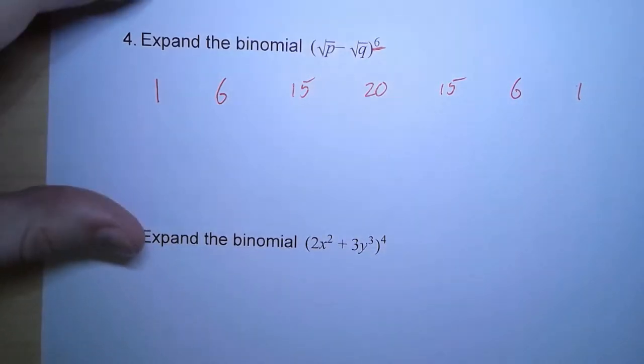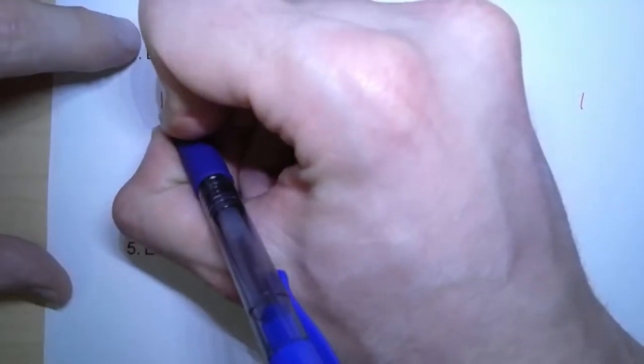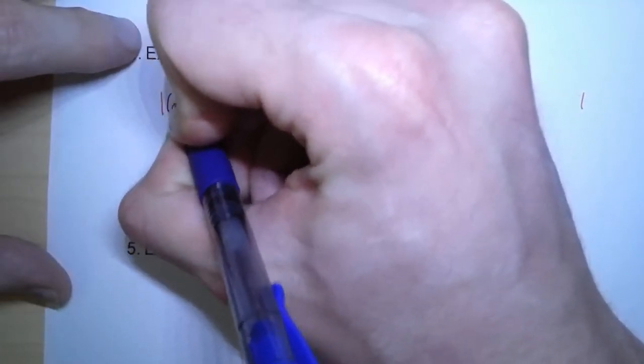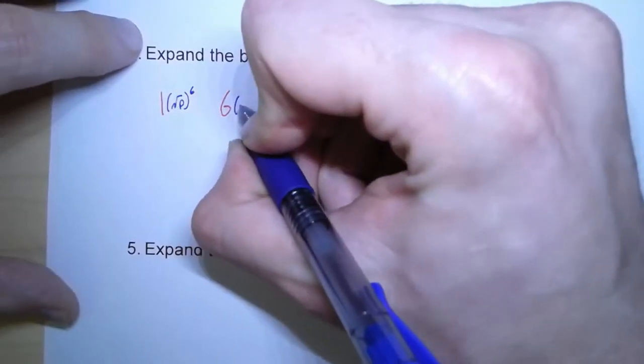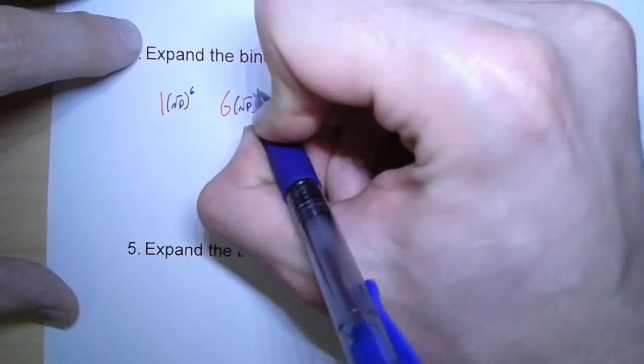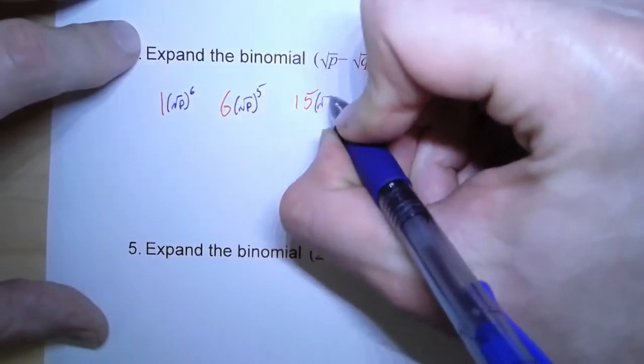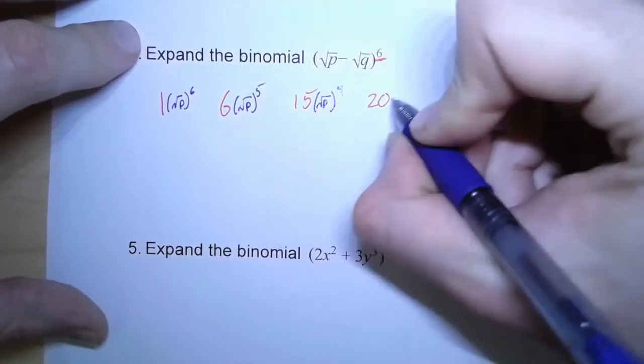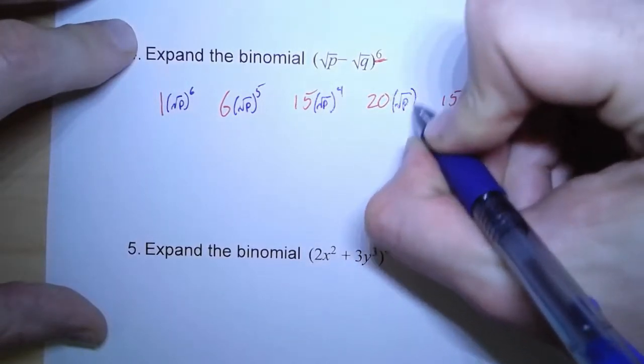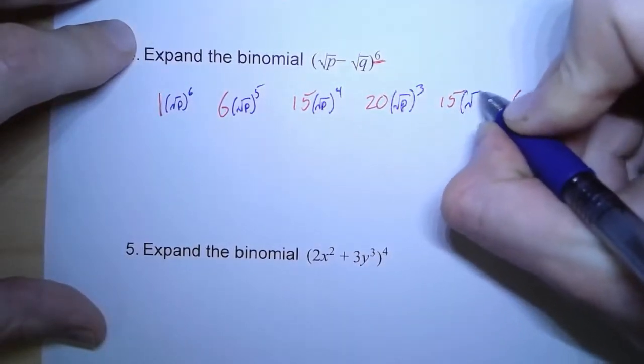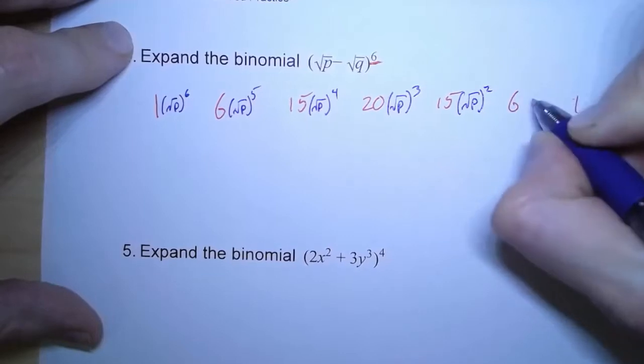Now we're going to start with square root of p, and that's going to be to the 6th power. So let's fill that in. And that power is going to go down 4, 3, 2, and then 1.